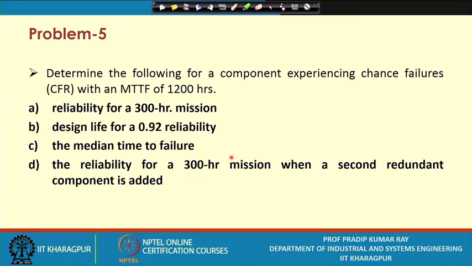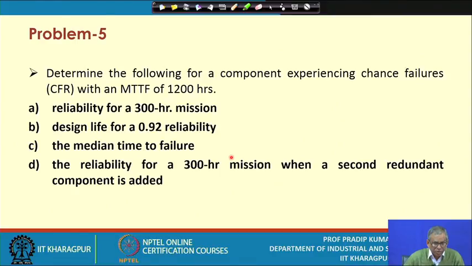So, chance failure phase with an MTTF of 1200 hours. Suppose the mean time to failure is specified, around 1200 hours, as a point estimate. You need to determine: A, the reliability for a 300-hour mission; B, the design life for 0.92 reliability; C, the median time to failure; and D, the reliability for a 300-hour mission when a second redundant component is added.